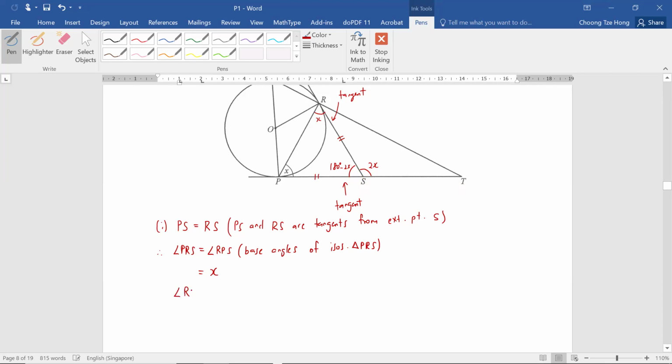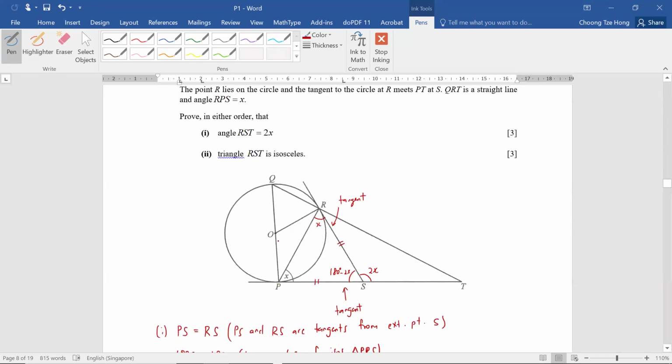So angle RST, which is the angle that we want to prove, equals angle PRS plus angle RPS. This is the property: exterior angle of a triangle equals the sum of interior opposite angles. So this will be x plus x, which equals 2x. So we have proven that angle RST is equal to 2x, which is what they want us to prove in part 1.